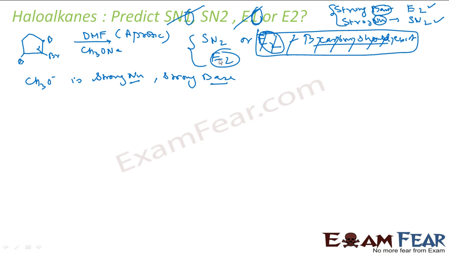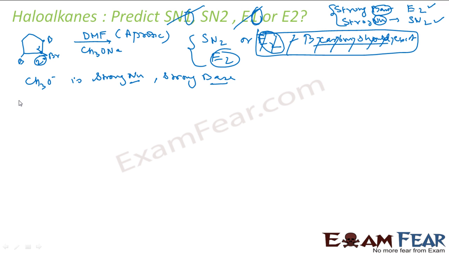Let's see other factors which favor SN2. For SN2 we have seen that it is good if it is 2 degree or 3 degree, right? Oh sorry, 1 degree or 2 degree at the max. So in this you see this is 2 degree. That means it is fine, right? Both favor SN2 or E2.